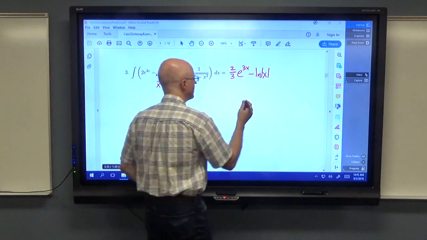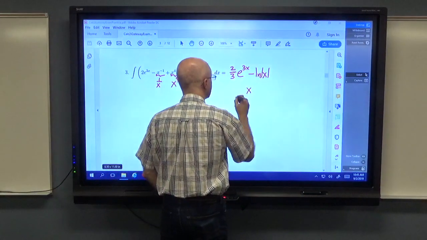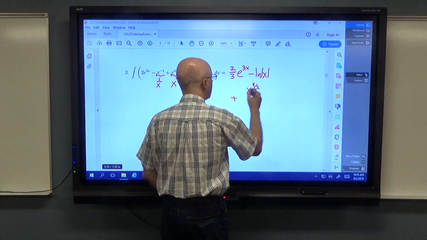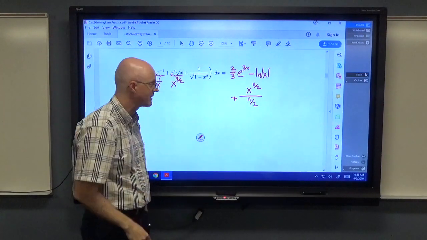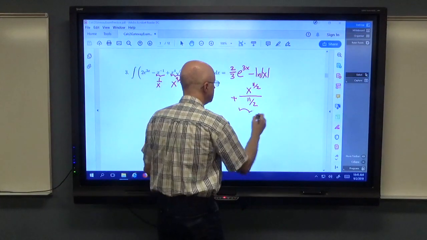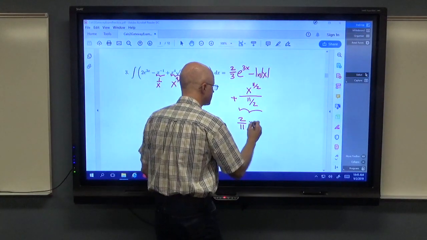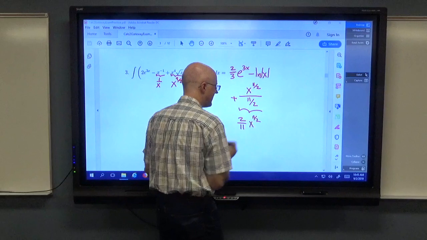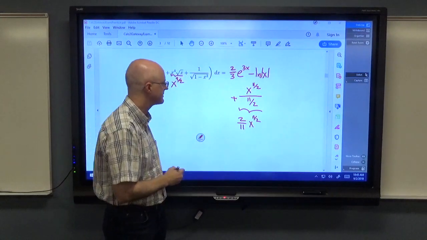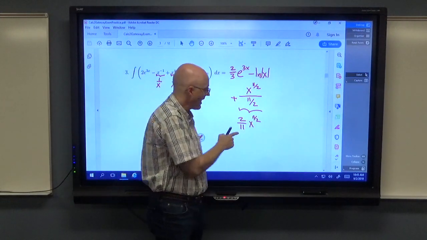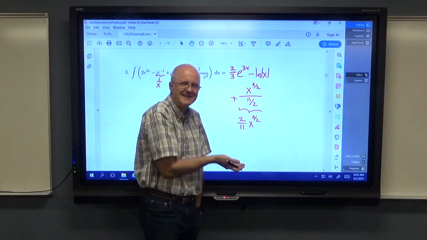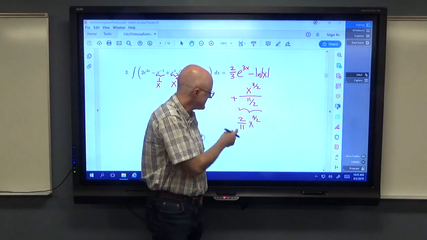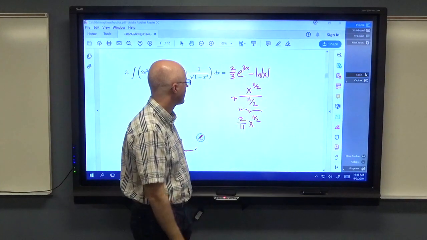9/2 plus 1 is 11/2. Divide by that same number, or multiply by its reciprocal. This is the same as 2/11 x to the 11/2, and 11/2 is 5.5, and that would be fine for my students to write that. But here's where the benefit of fractions goes. 2/11, if you write it as a decimal, is a repeating decimal. It's not so pleasant to write. This is a better way to write it, really.